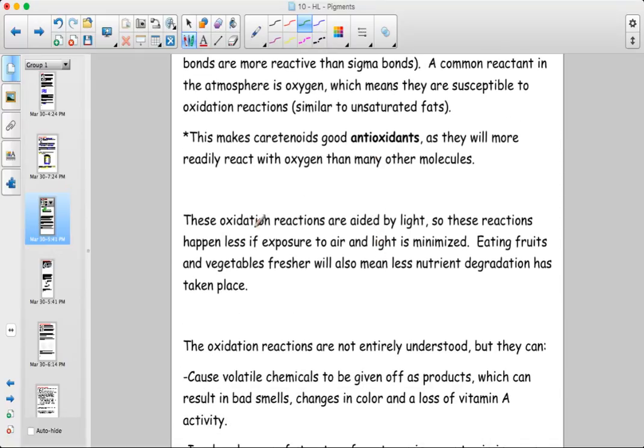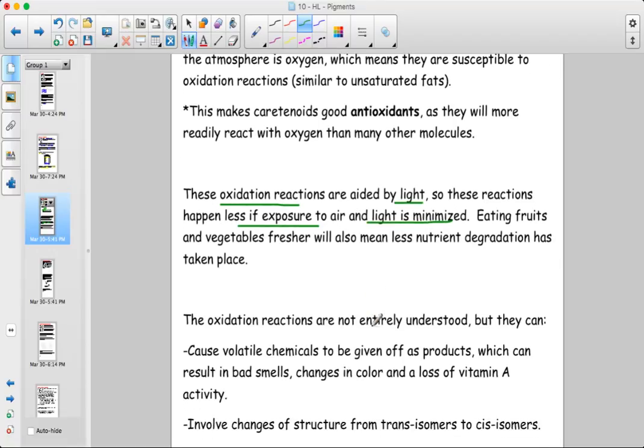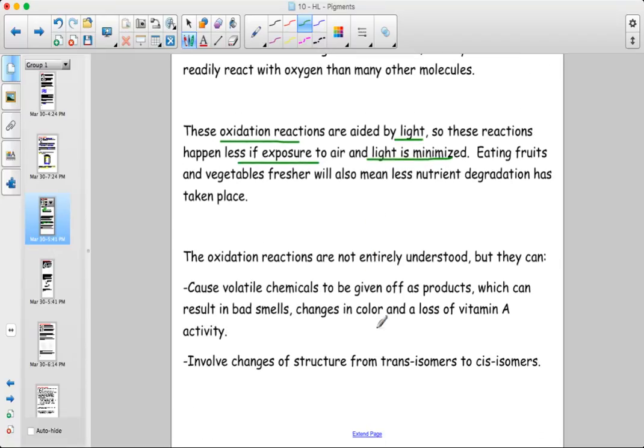These oxidation reactions are aided by light, and so if you expose these things to less air, and if you keep them in the dark, it tends to make things containing the carotenes last longer. And if you eat the fruits fresher, it means that you'll have better nutrient content in your food. Sometimes the oxidation reactions, as with the oxidative rancidity with the lipids, can give off volatile chemicals which cause bad smells, but they can also cause changes in color and a loss of vitamin A activity.